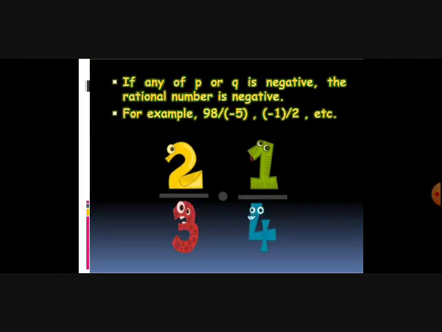If any one, either denominator or numerator, p or q is negative, then the rational number will always be negative. For example, 98 by minus 5, it is a negative rational number. Minus 1 by 2, it is a negative rational number.